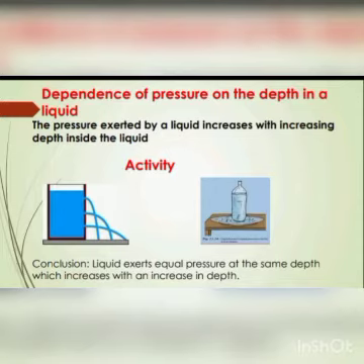Next, we will discuss one more activity to show that the pressure of a liquid increases with depth and a liquid exerts equal pressure at the same depth. For that, we have to take two cylindrical containers and mark them as 1 and 2. In container 1, we have to pierce 3 holes at the same level, while in container 2, we have to pierce 3 holes at different levels, one below the other. And we have to make sure that the diameter of all the holes is the same.